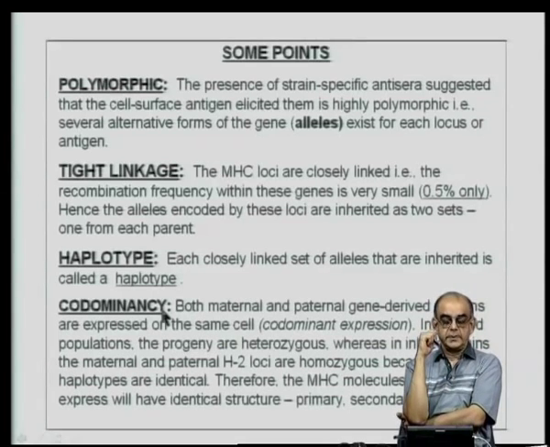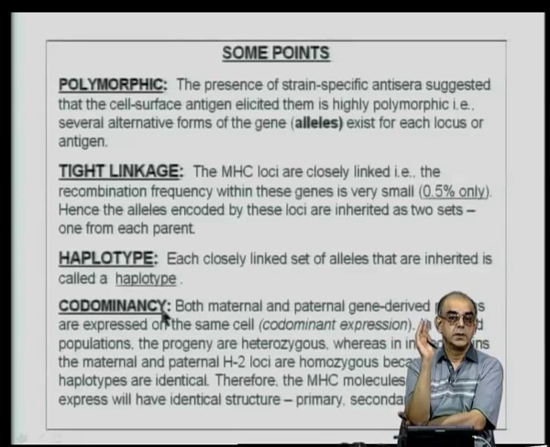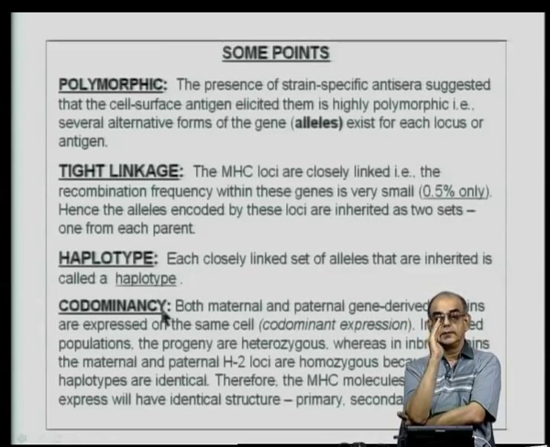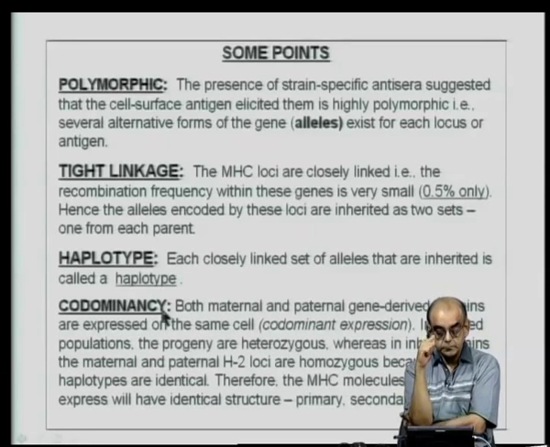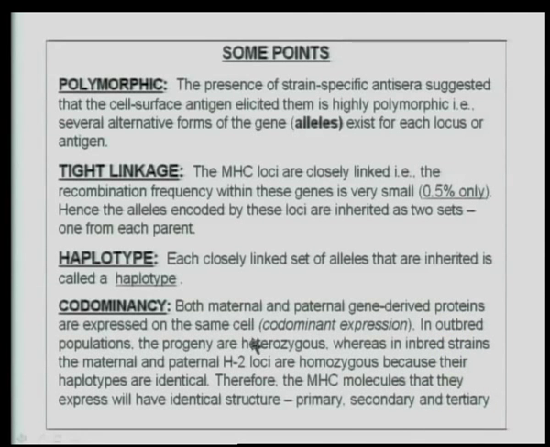So, going back to codominancy, since you derive your MHC antigens from your father and mother, both types of antigens coming from the father and the mother are expressed codominantly. In other words, both of these molecules are expressed on every cell surface. So, if you have different class 1 alleles, then these different alleles are expressed on every cell, since they are ubiquitous, expressed on most cells of your body. So, both maternal and paternal gene derived proteins are expressed on the same cell. This is the concept of codominant expression.